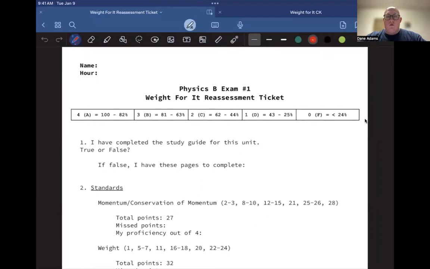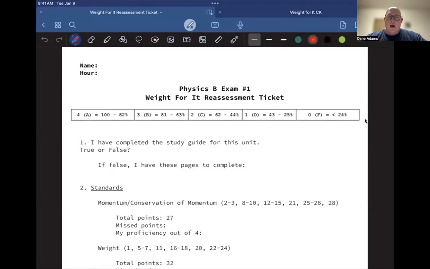What I'd really like to avoid, if at all possible, is the influx of students that usually happens after a test. You show up to Flex and you say, "Hey, Mr. Adams, I need to get my grade up." To which I will say, "Okay, well, you got to reassess. What do you want to do?" And so you say, "Well, I want to reassess." To which I would say, "Okay, what do you want to reassess?" And then you would say, "I have no idea." I'd like to avoid that. I don't want that to happen.